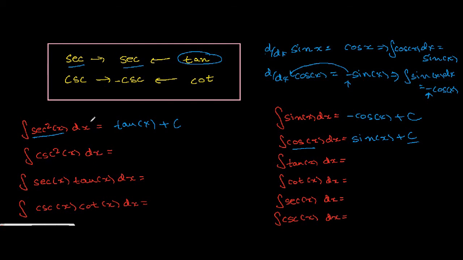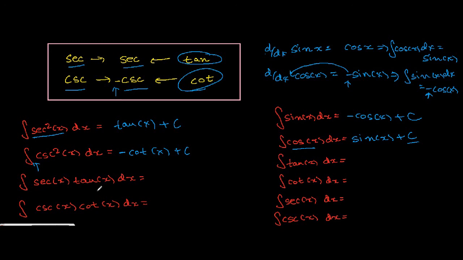Similarly, for the integral of cosecant squared dx, cosecant squared is just cosecant times cosecant, and the left part is cotangent. So cotangent x plus c. But there is this negative sign here, which we did not have up here. So for the cotangent part, we are gonna get this negative sign right at the answer.